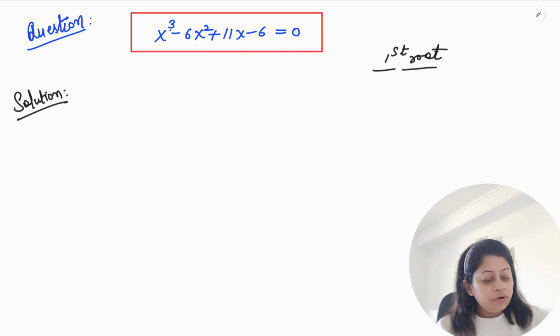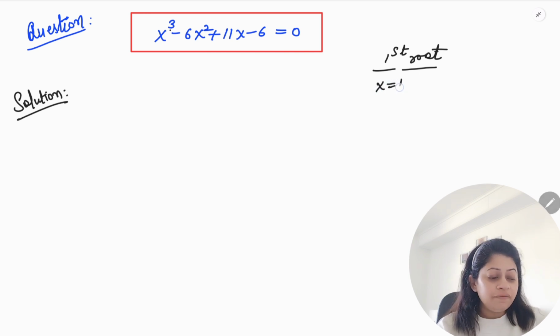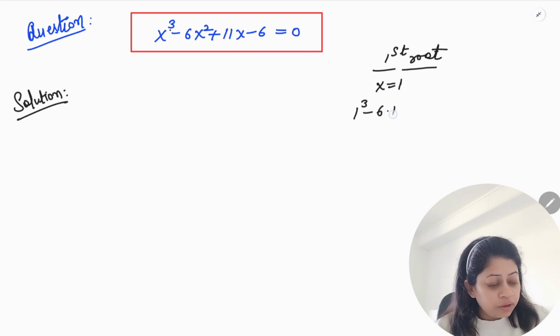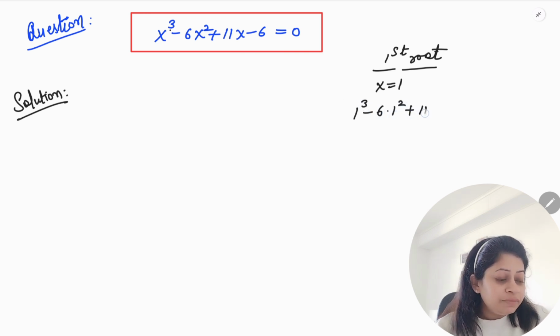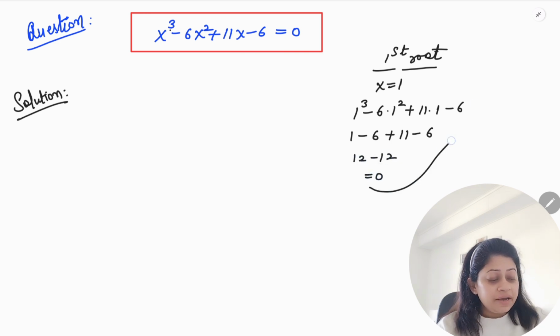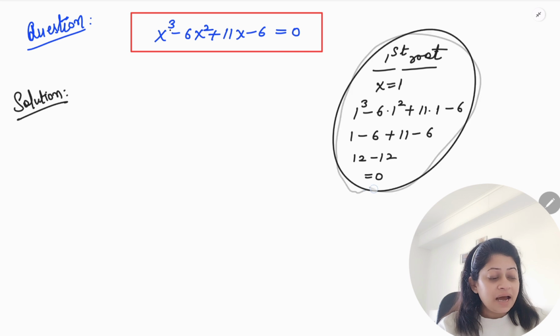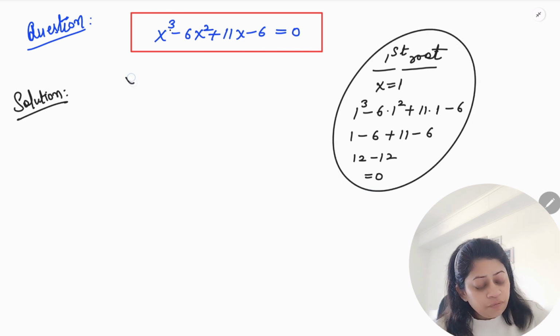So first I will put x equal to 1. Okay. If I put x equal to 1 here, I will get 1 cube minus 6 times 1 square plus 11 times 1 minus 6. 1 minus 6 plus 11 minus 6. If I solve it, I get 12 minus 12, that is 0. So this implies that x equal to 1 is a root of this equation.